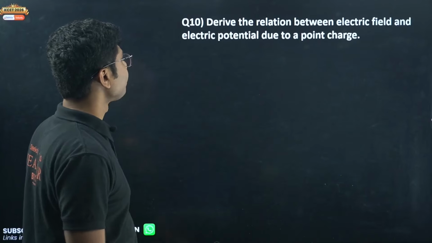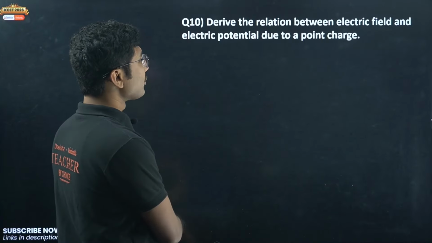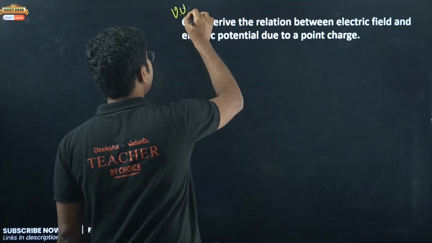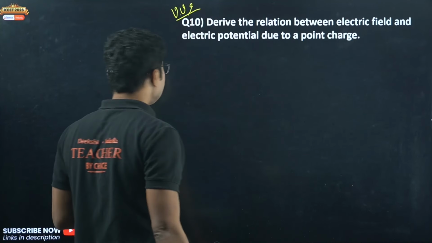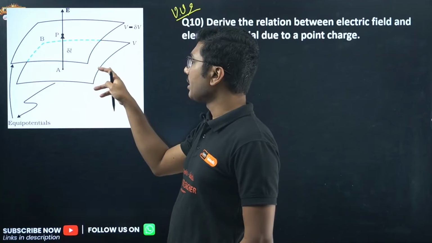Now let's move on. Derive the relation between electric field and electric potential due to a point charge. This is a very important question. Okay, this is a very important question. Now let's see. First you have to start with the diagram. Okay, the diagram is important here.